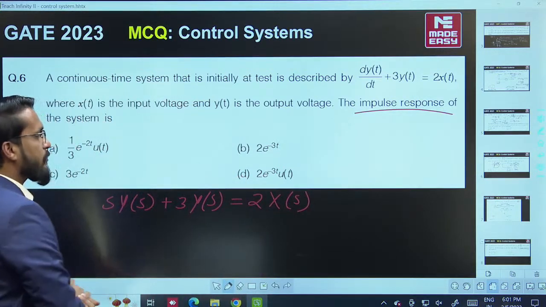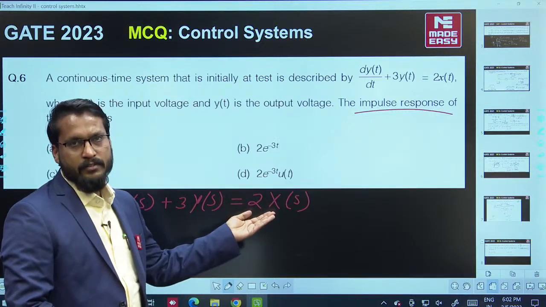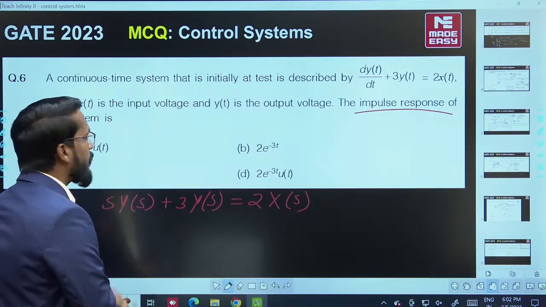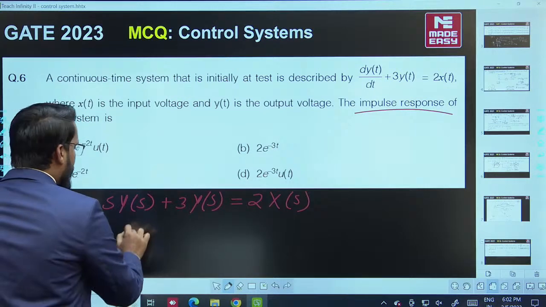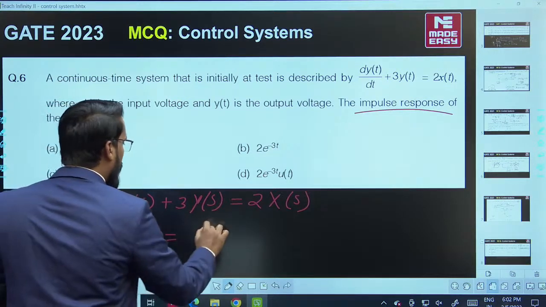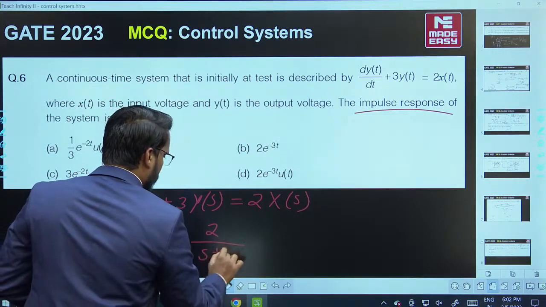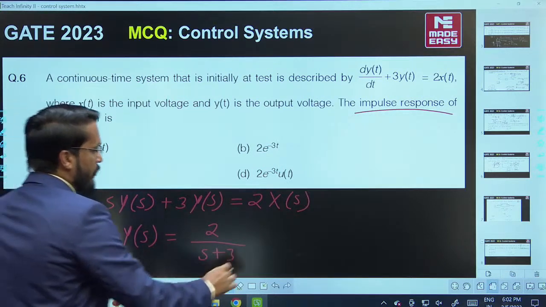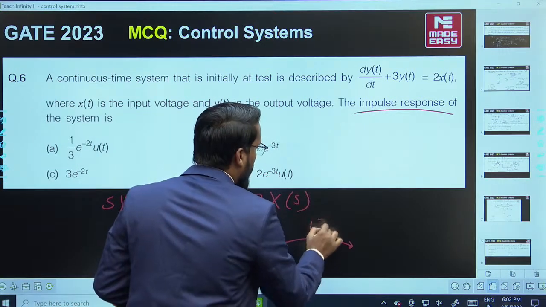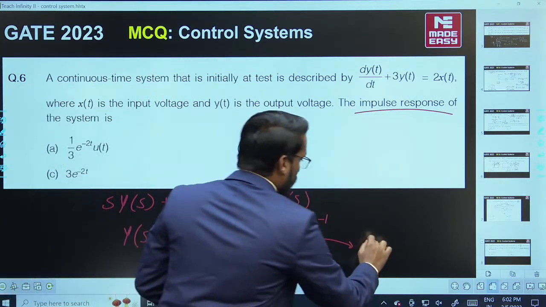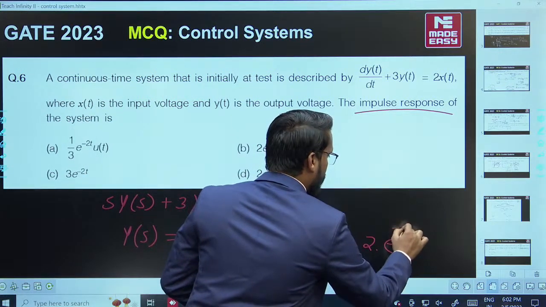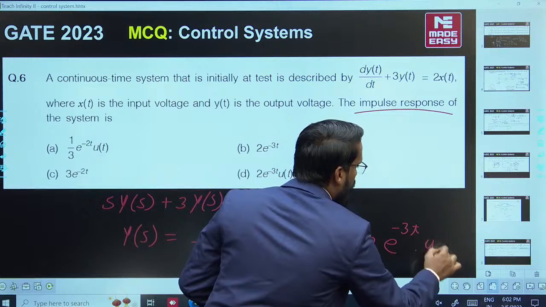Impulse response means the input is an impulse, so its Laplace transform is going to be the unit impulse, 1, as we assume. So like this, Y of s will become 2 divided by s plus 3. We want the impulse response, so if you take the Laplace inverse, you are going to get 2 e to the power minus 3t into, obviously, u of t, like this.